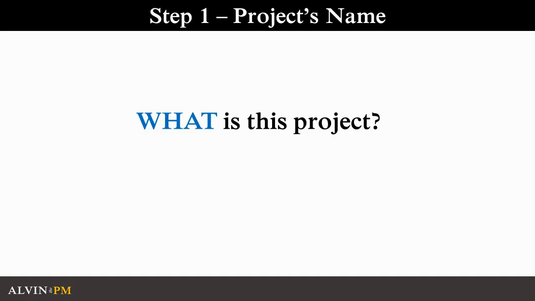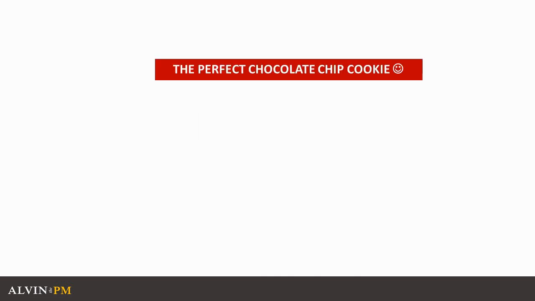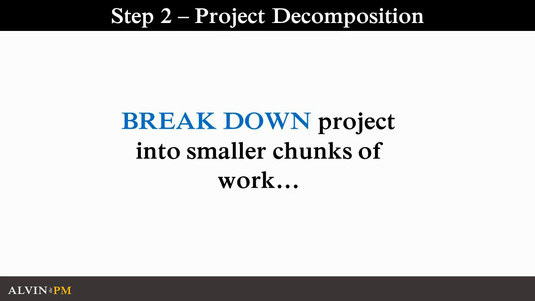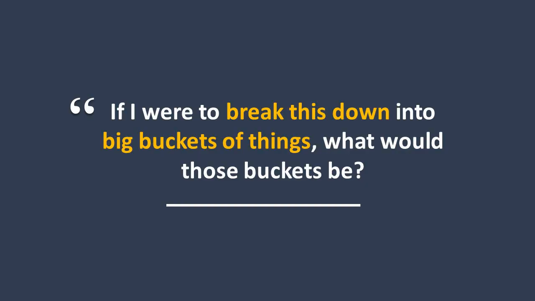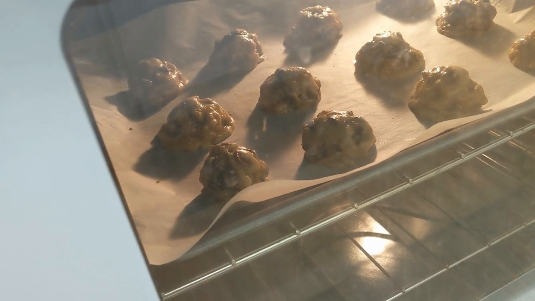So step 1, you want to ask yourself, what is this project? And you want to write that down in the first level, the perfect chocolate chip cookie. Now for step 2, break down your project into smaller chunks of work. Ask yourself, if I were to break this down into big buckets of things, what would those buckets be? In other words, what work do we need to perform so we can create the perfect chocolate chip cookie?